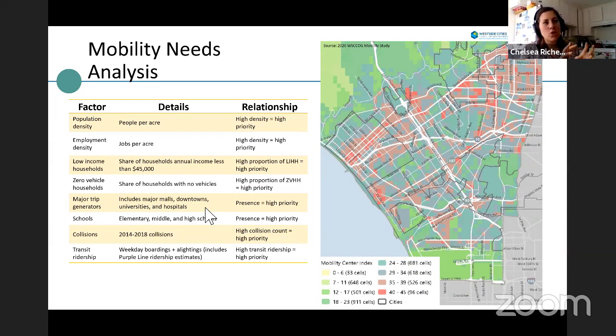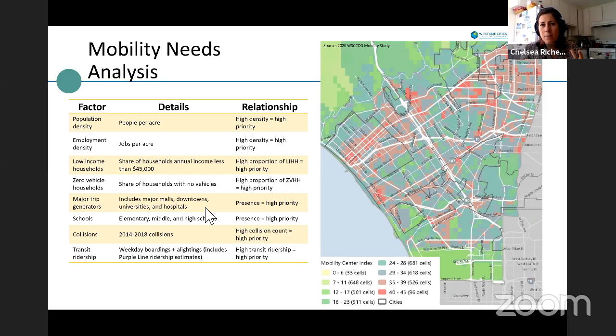But essentially this shows a rolled up index version of where the highest need exists based on population, employment, based on where low income households are and zero vehicle households are, based on major trip generators. So large sites like LAX, like UCLA and other universities, like some of the malls and the downtown centers, really key retail locations as well for the cities. We have schools in here.